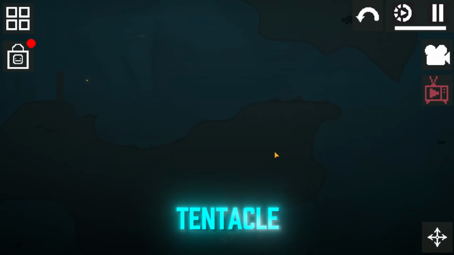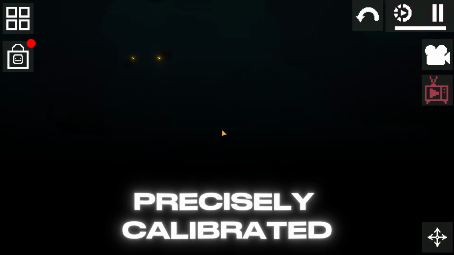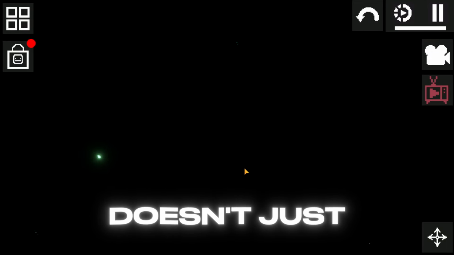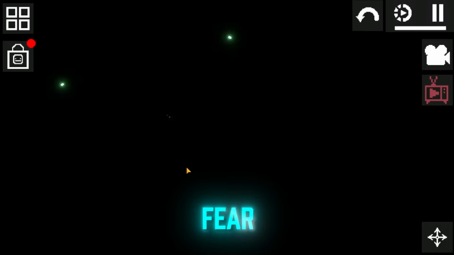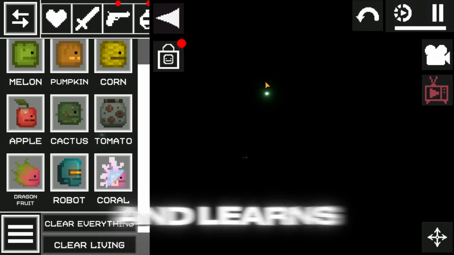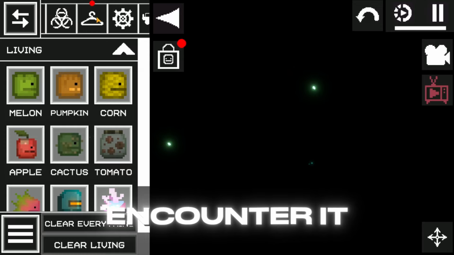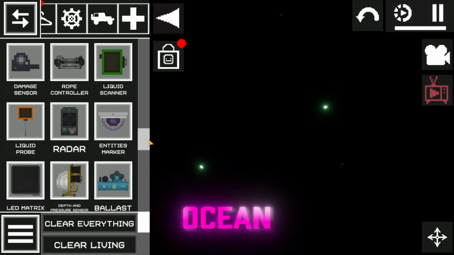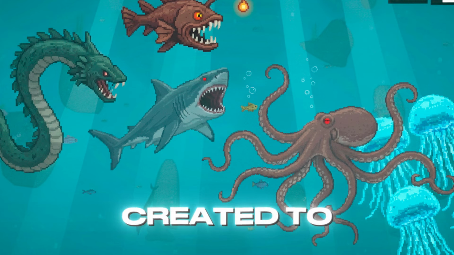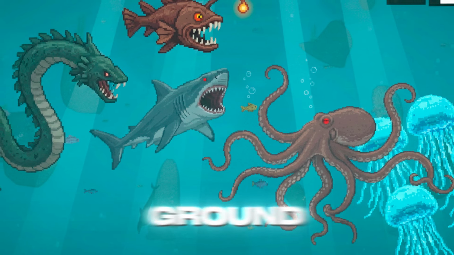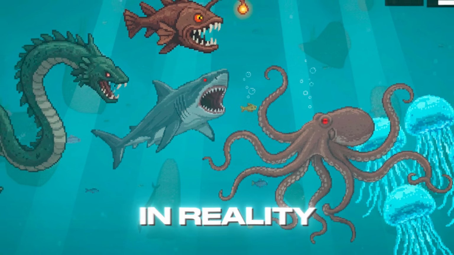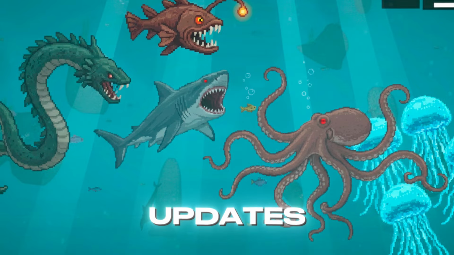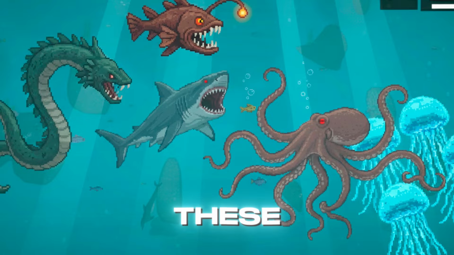Every movement of a tentacle, every flap of a fin is a precisely calibrated command from the processor. The Abyss doesn't just look at you, it analyzes your fear, records your actions, and learns from your mistakes so that the next time you encounter it, it will be your last. You will never find the bottom in the endless ocean because the bottom is an illusion created to give you false hope of solid ground. In reality, beneath you are kilometers of compressed data and forgotten updates teeming with creatures like these.